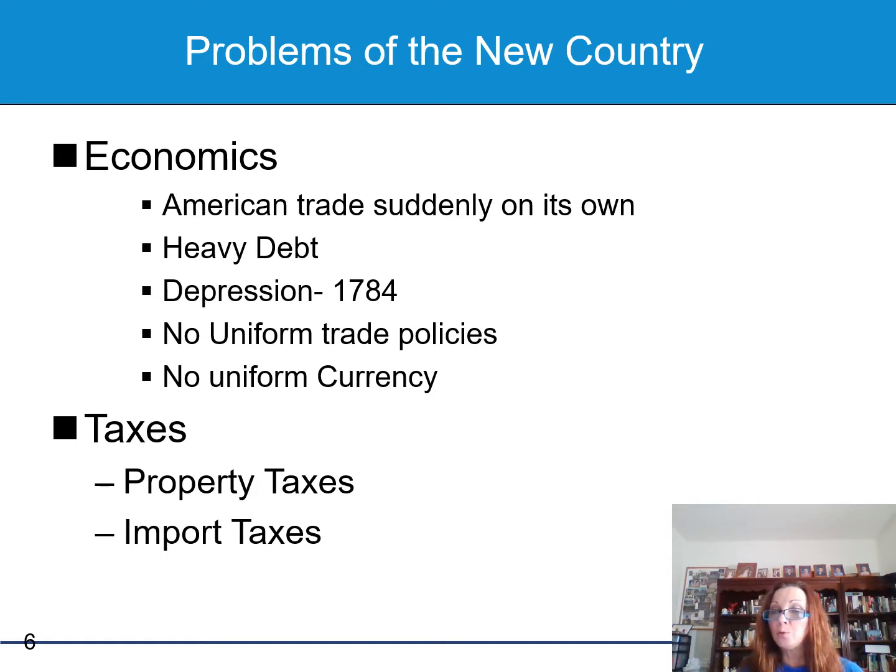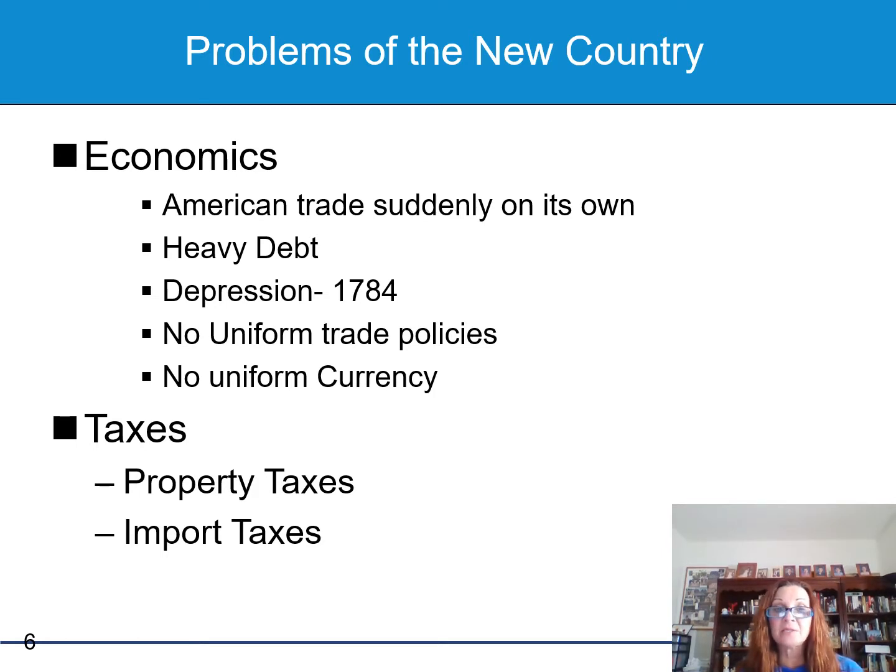There's also no uniform currency. As we stated previously, the Confederation Congress can coin money, which just means they can make money, but also the states could retain their own currency. So it makes it difficult to buy and sell when you have different currencies floating around in a country. Money is going to be a huge problem for us.